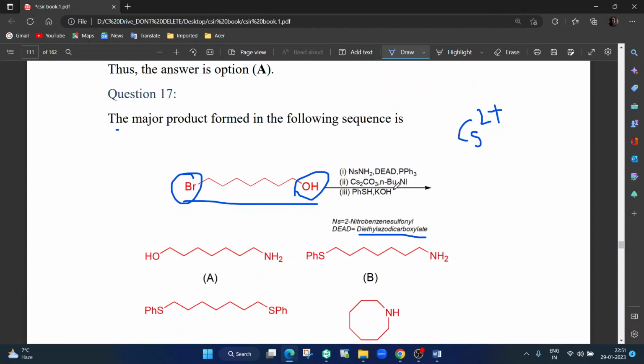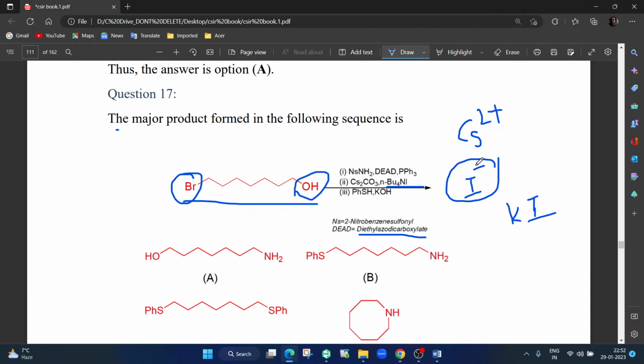Okay, and what is this tetrabutylammonium iodide? It is basically how we add I minus. If we want to add I minus in organic reactions, we cannot add KI or some other inorganic salt because they will not dissolve. So when I want to add I minus, I need an organic salt. So we use something like tetrabutylammonium iodide. So this I minus will basically help.